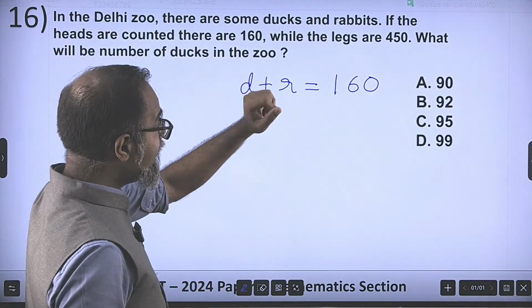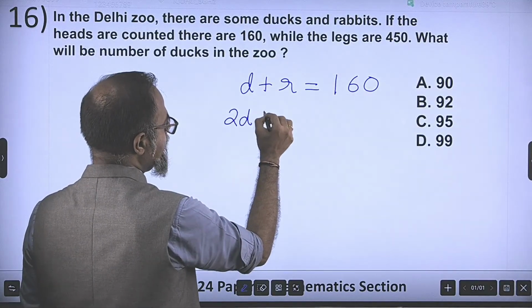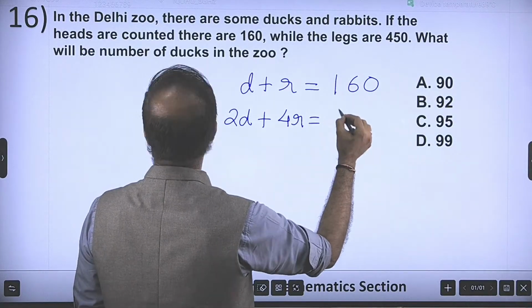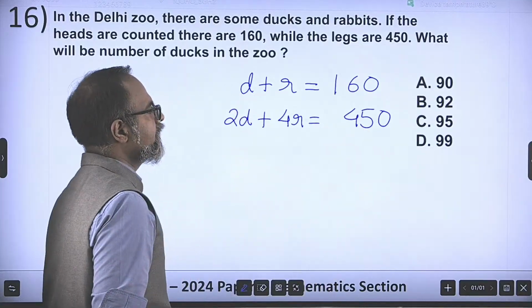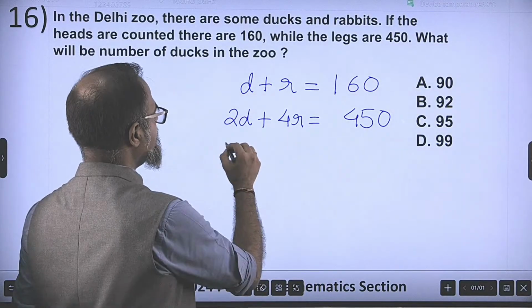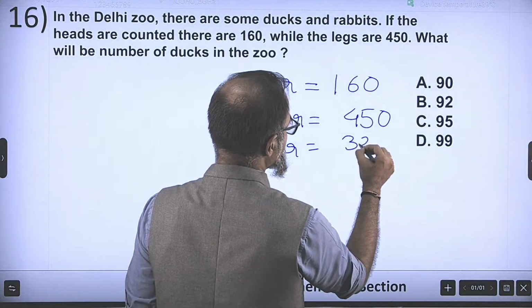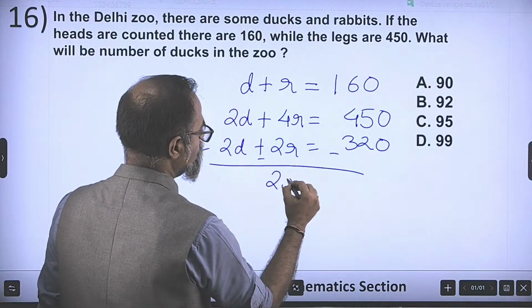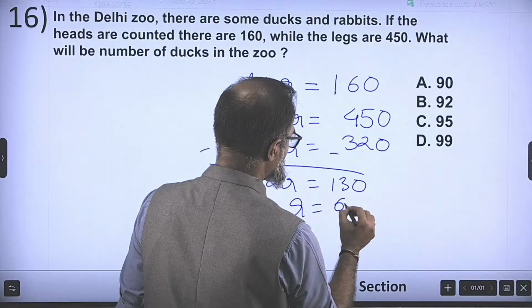While the number of legs are 450, so each duck has 2 legs, so 2D, and each rabbit has 4 legs, plus 4R is equal to 450. 2 equations, 2 variables, definitely solvable. Multiply this by 2, so 2D plus 2R is 320. Subtract the second from the first, so 2R is equal to 130, R is equal to 130 by 2, 65.